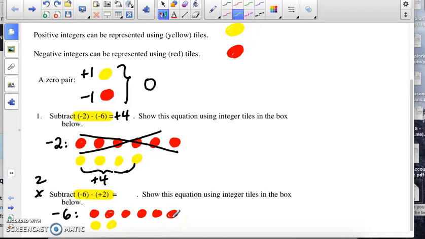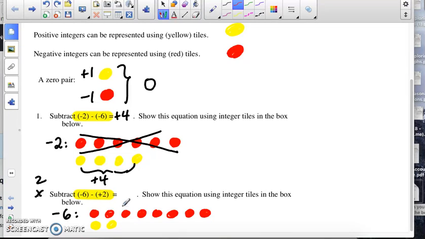So remember, whatever we do to one side of the integer, we have to do to the other side. Again, it's like balancing an equation. So if we added 2 yellow tiles, we actually have to add 2 more red tiles to keep the balance. Because here, as you can show, now we're still showing -6.